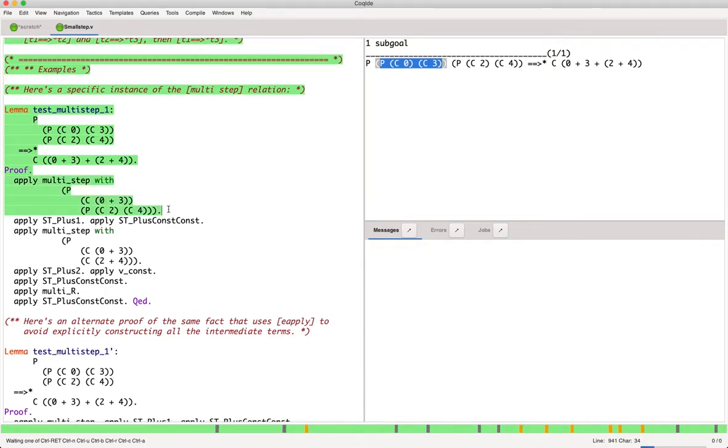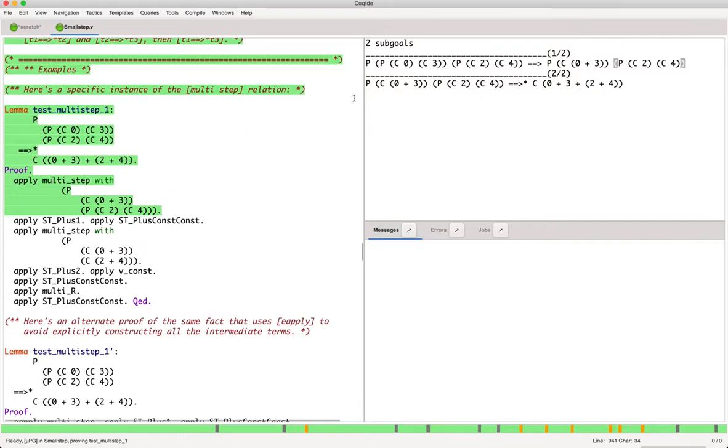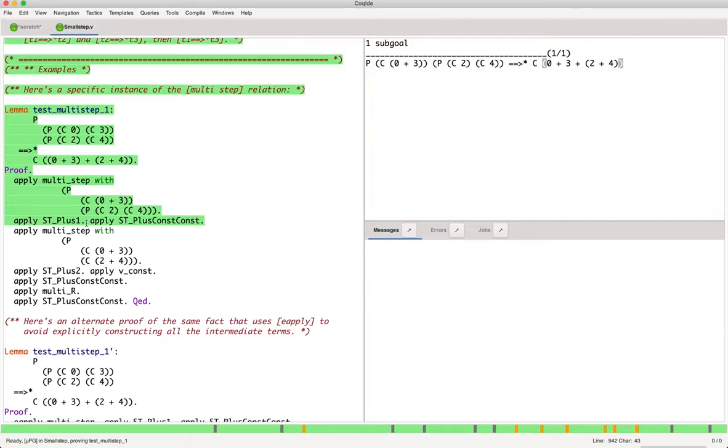So you can see we multi-step it, and now the first part is a single step, so you have to pay close attention to whether there's a star or not on these arrows. So this one hasn't got a star, so it's a single step between those, and we can prove that with the st plus 1 and then an st plus const. Right, so essentially we made one step nested inside here. So now we have to do multiple steps to get here, and we do similar things to get that to work.